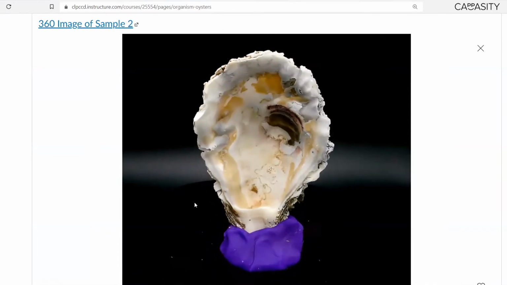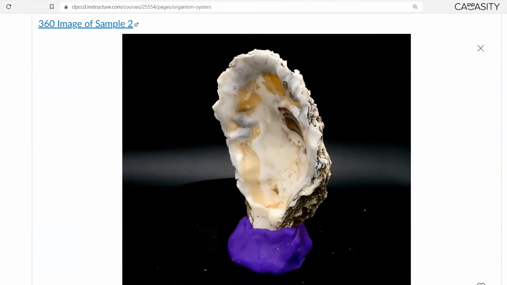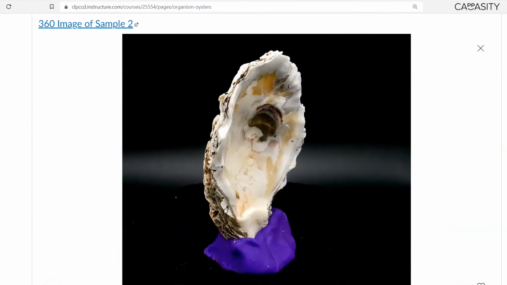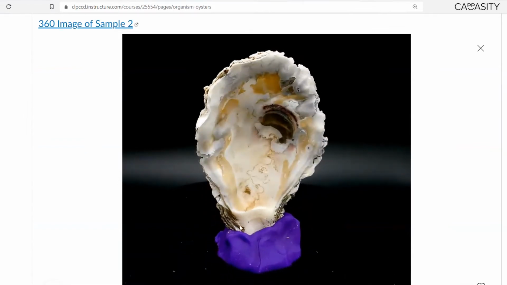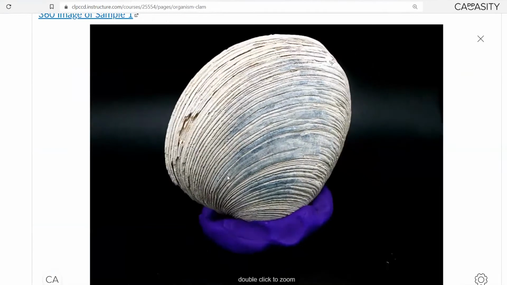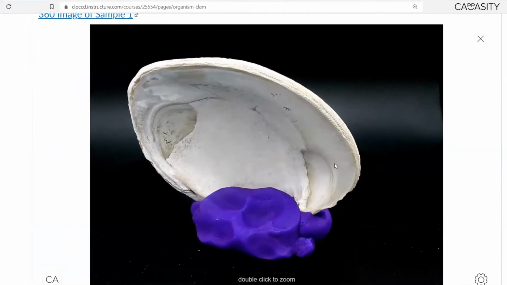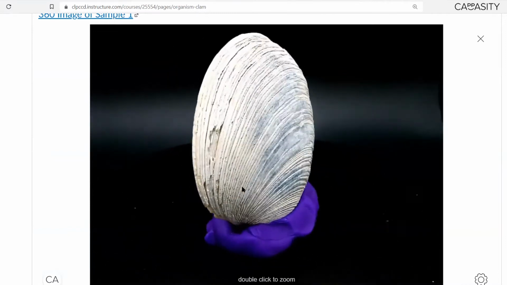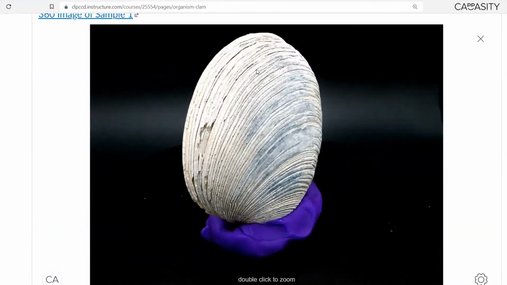So this is an oyster shell that they can turn around and get a good look at, see how it blends in well with the rocks around it. Also where the muscle attachment is, where the hinge would have been to connect it to the other shell. We can look at a clam, rotate it around, see the two muscle attachments, see the thickness of the shell itself, as well as the growth rings where the clam got bigger over time.